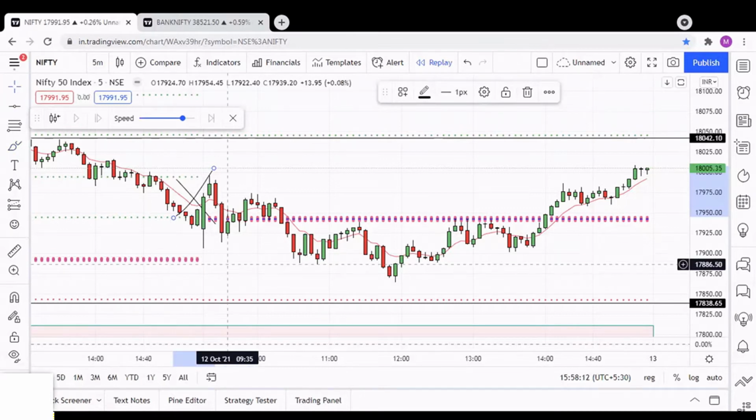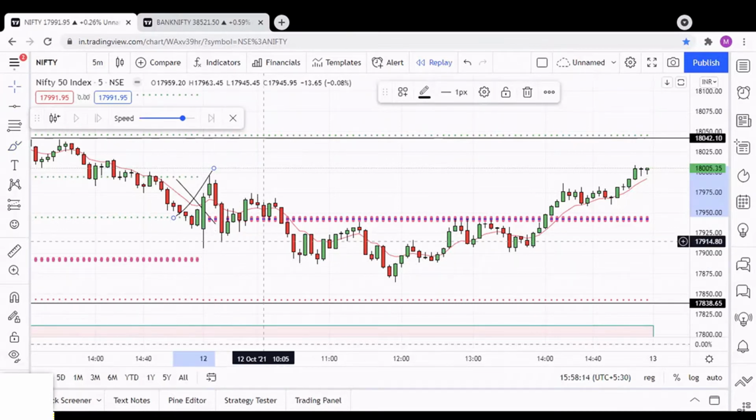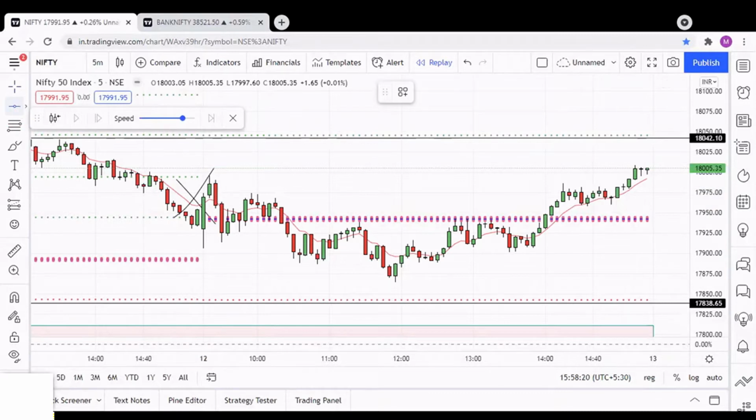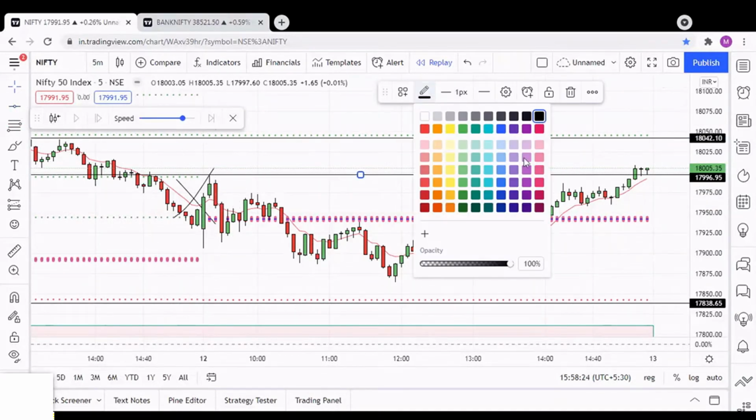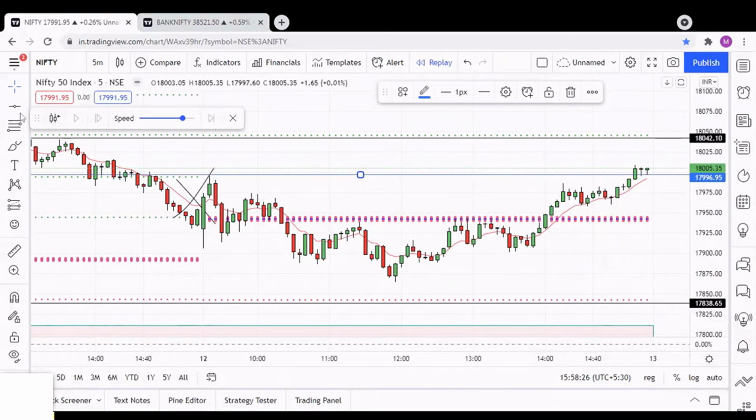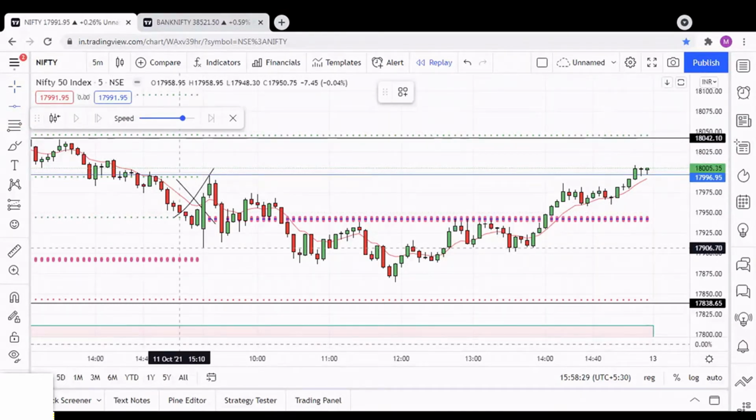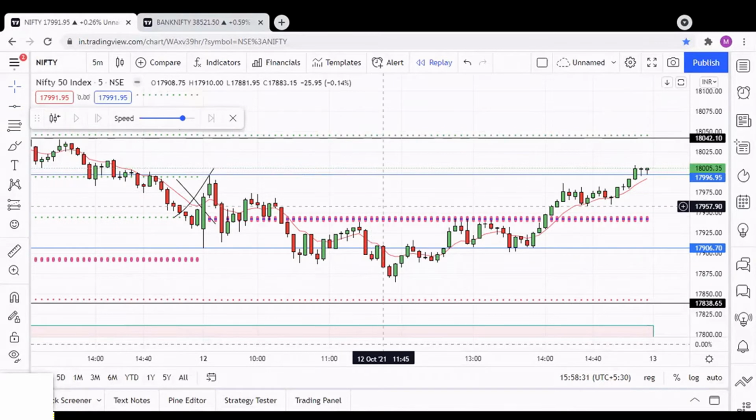And for the first 1 hour, the market was completely sideways. So let us mark the first 1 hour high and low, initial balance high and initial balance low. This is initial balance high, and this is initial balance low.